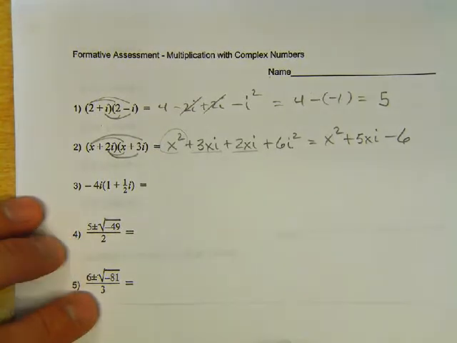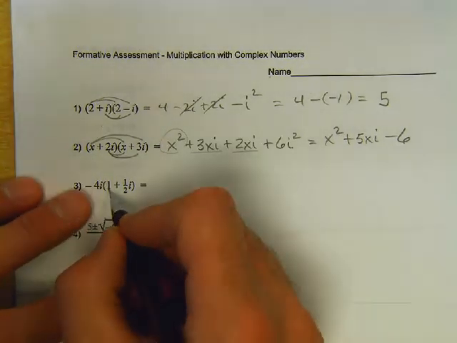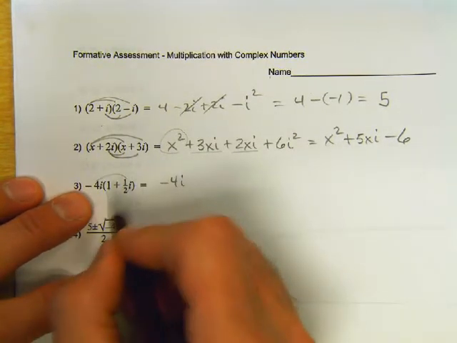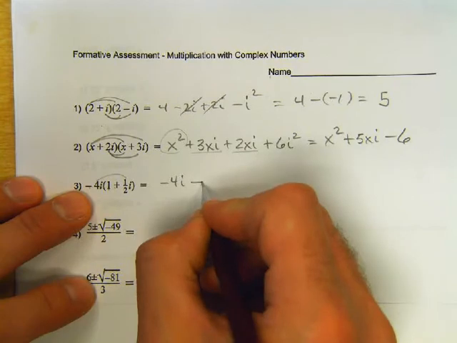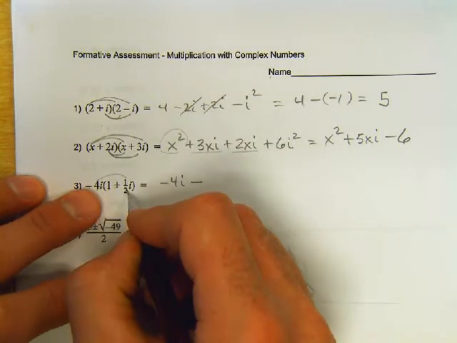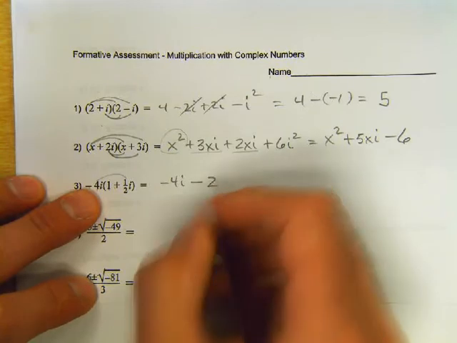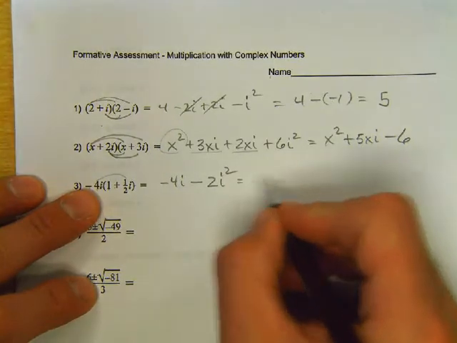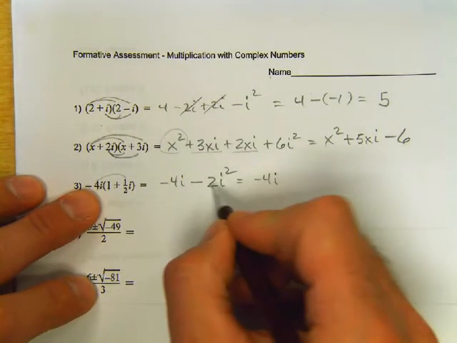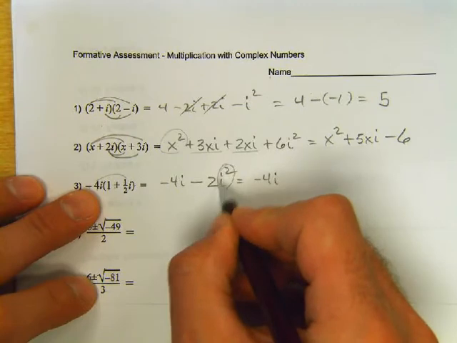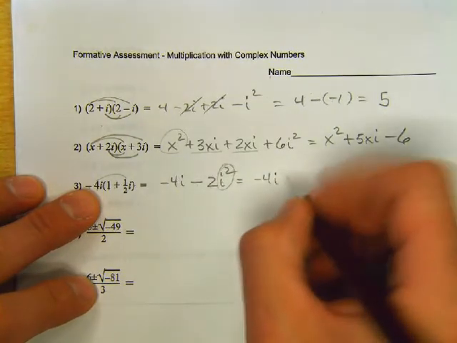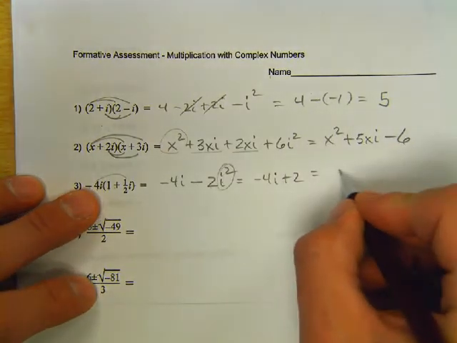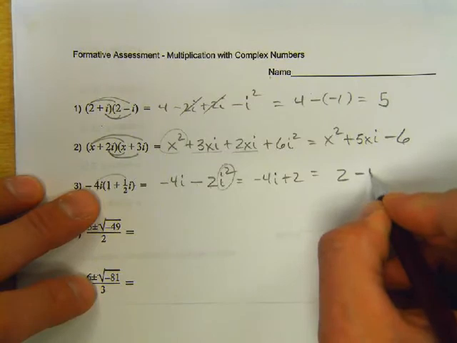Okay, the next problem. Negative 4i times 1 is negative 4i. Then distribute here. Negative times positive is negative. 4 times a half is 2. And i times i is i squared. So this is negative 4i. And then this is the same as negative 1, so negative 2 times negative 1 is positive 2. And then we should write this as a complex number, so it would be 2 minus 4i.